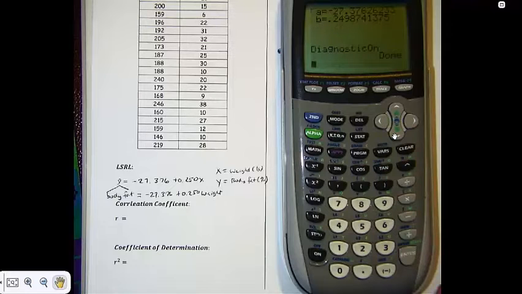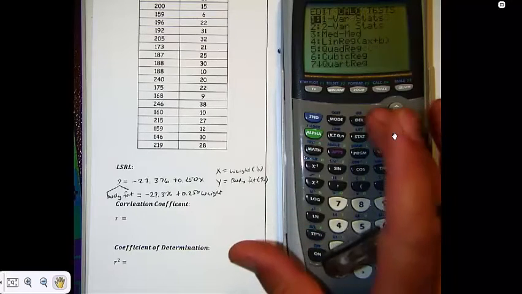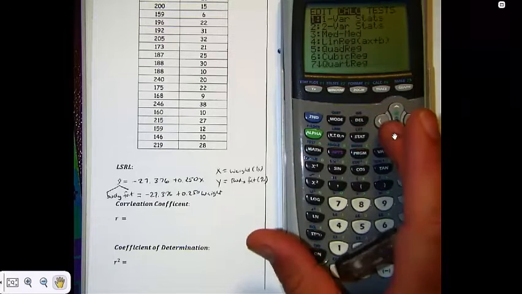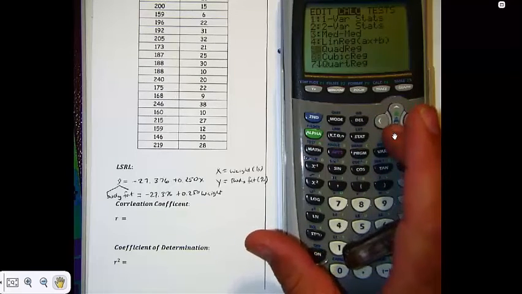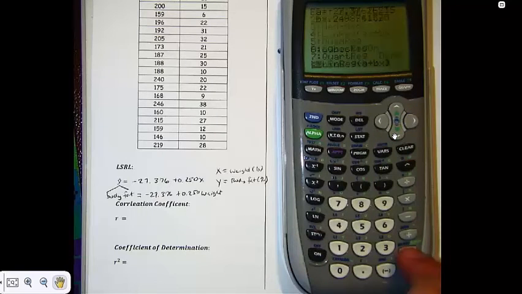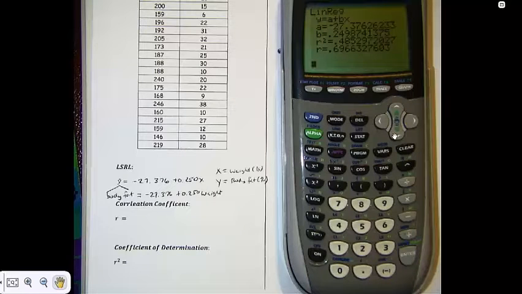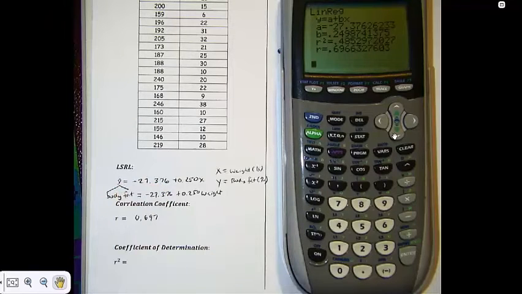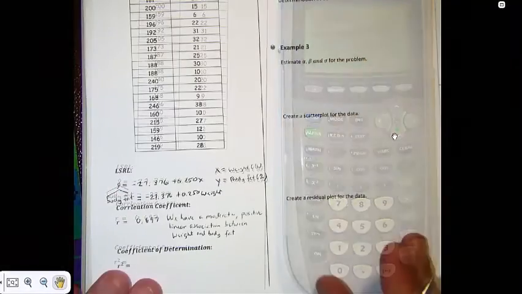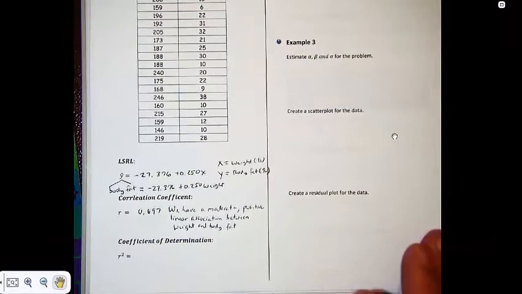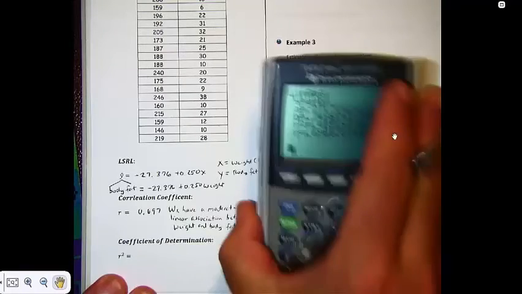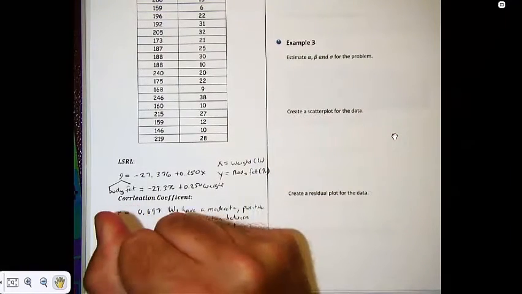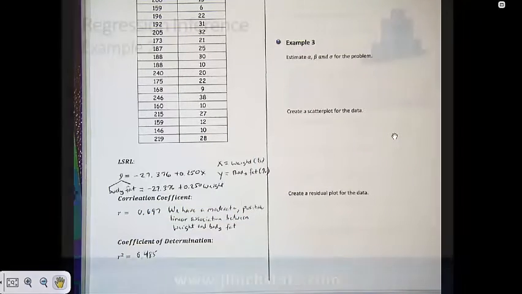Now let's rerun the regression here. So we're going to do stat, calc, and then we're going to do, once again, option 8. We're going to do a linear regression between list 1 and list 2. And now it's going to give us the value of r and r squared. Now our correlation coefficient r comes out to be 0.697. Now recall that correlation measures the strength and direction of a linear association. And then if we square the correlation coefficient, we get the value of r squared. R squared is equal to 0.485. And we'll go ahead and interpret the coefficient of determination on the next page.